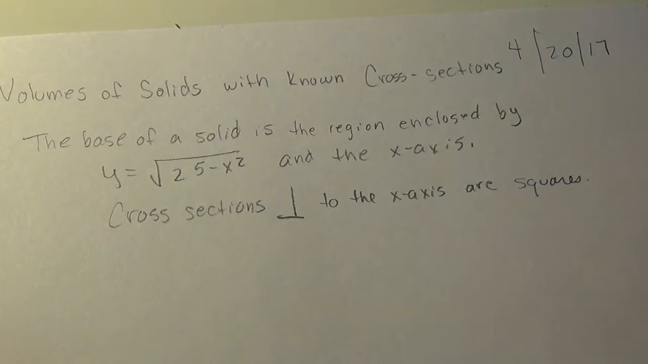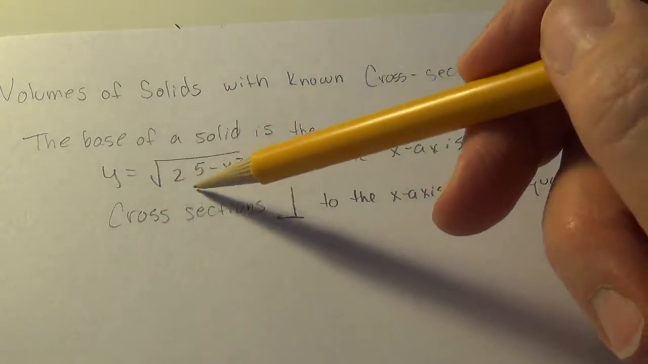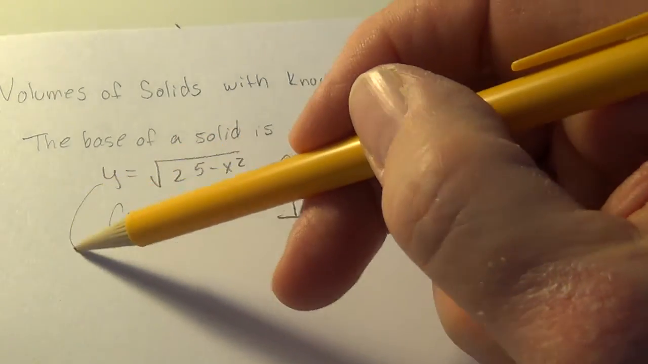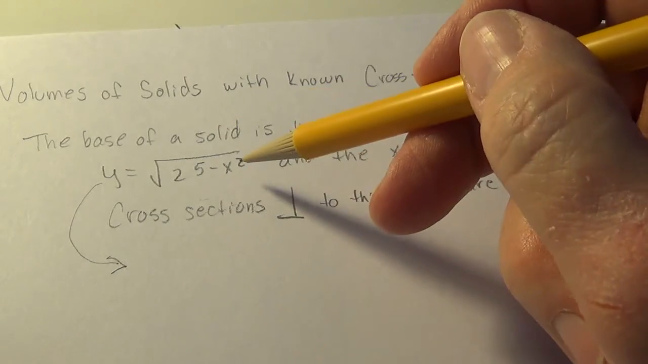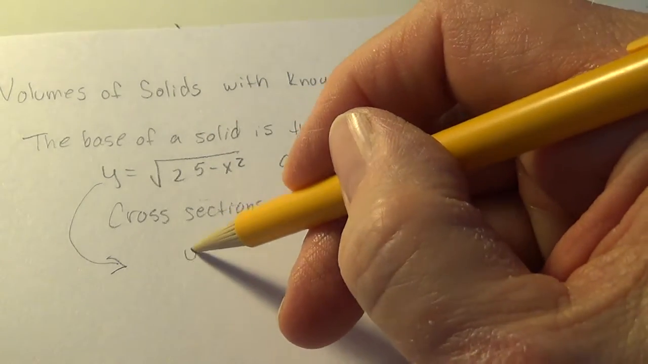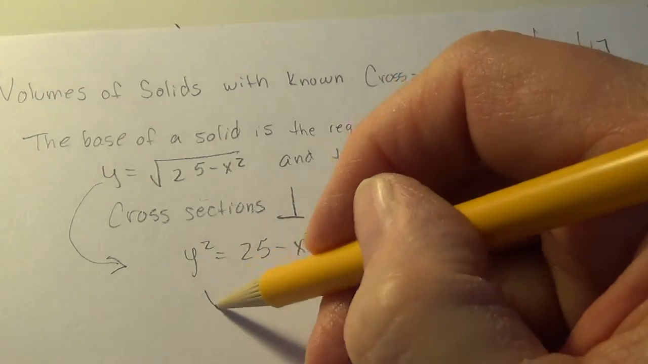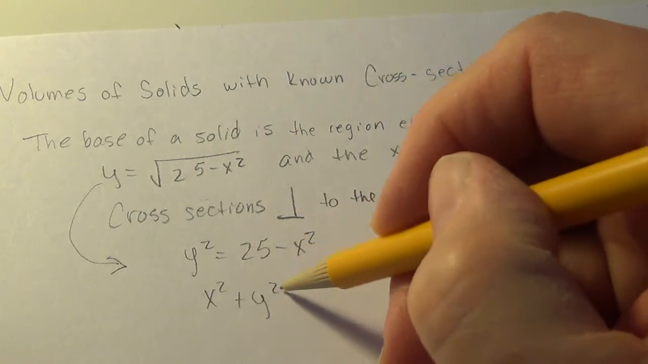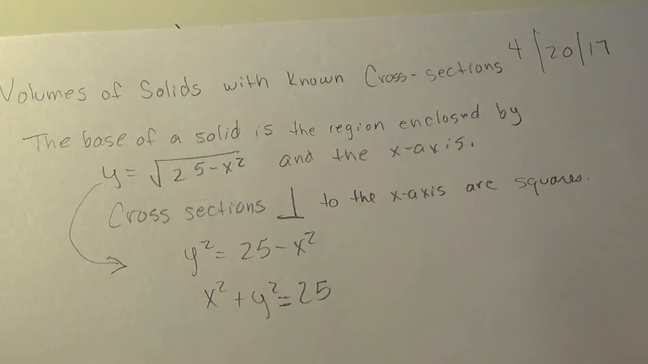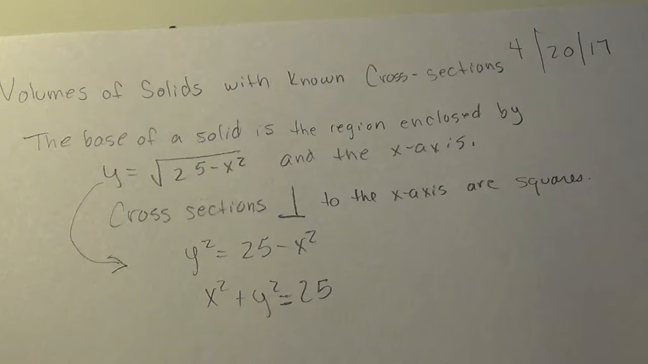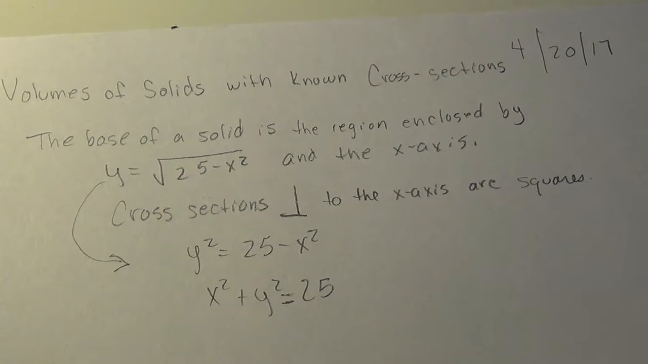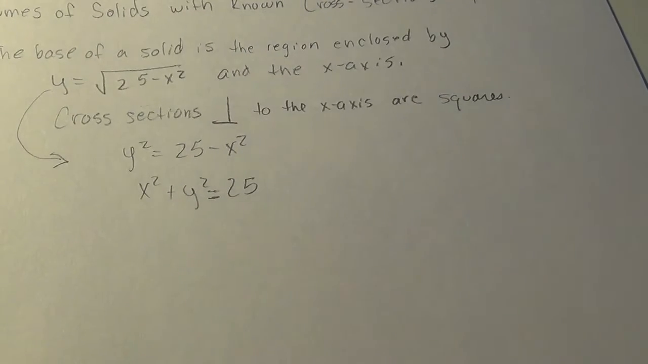Okay, so if you were to think about this function and you didn't recognize it right away, you could fool with it: square both sides, move x squared to the other side, and now you should recognize that is a circle with the center at the origin of radius 5. Alright, so knowing that, now let's go ahead.